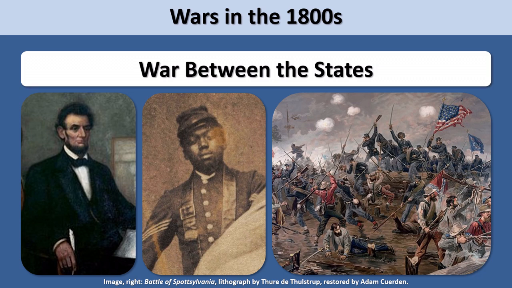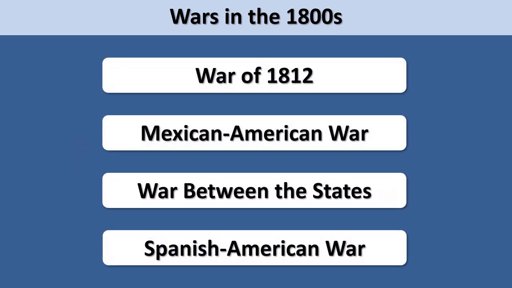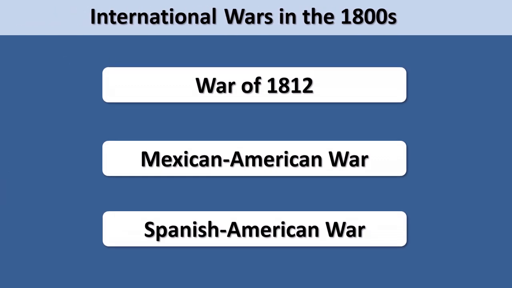The War Between the States, or Civil War, is different from other wars fought by the United States in the 1800s. The two sides in the Civil War, the North and the South, were both parts of the same country. For that reason, the Civil War is not considered an international war. By contrast, the War of 1812, the Mexican-American War, and the Spanish-American War are international wars. In these wars, the United States fought against other nations of the world, such as Great Britain, Mexico, and Spain.